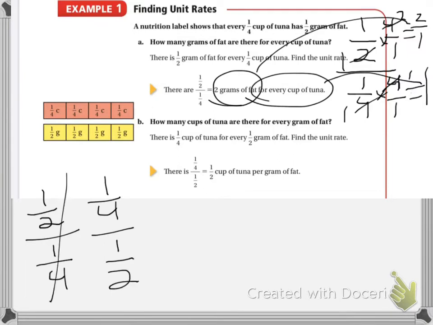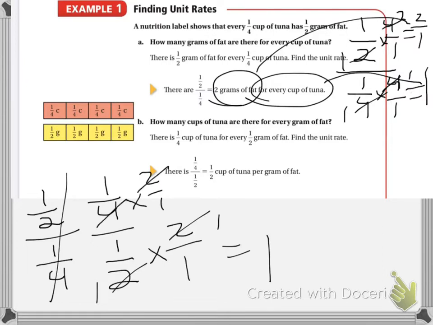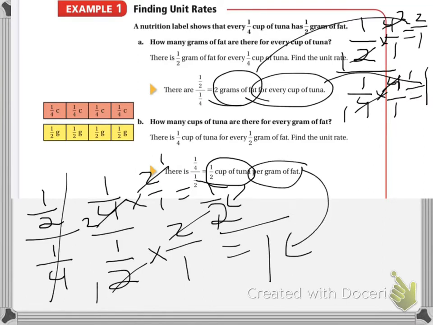So now we're going to take this to our unit rate. We're going to times this by the reciprocal of 2 over 1. And we cross cancel, make this a 1. So now we are at 1 gram of fat. Now we're going to do the same thing with our 1/4, times it by 2 over 1. We cross cancel, make this a 2, and make this a 1. And then we end up with 1/2. So our new ratio is 1/2 cup of tuna for every 1 gram of fat. So we've taken both of those to their unit rate.